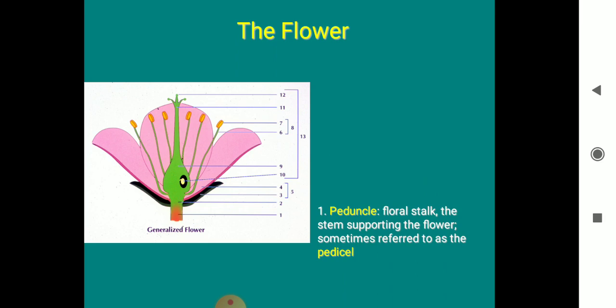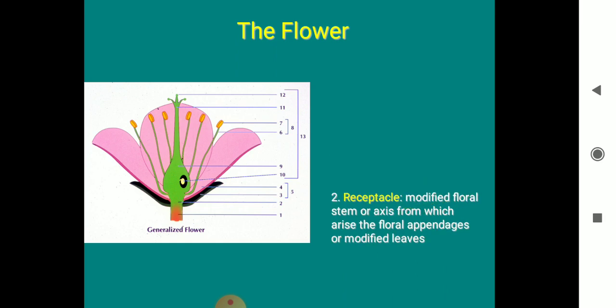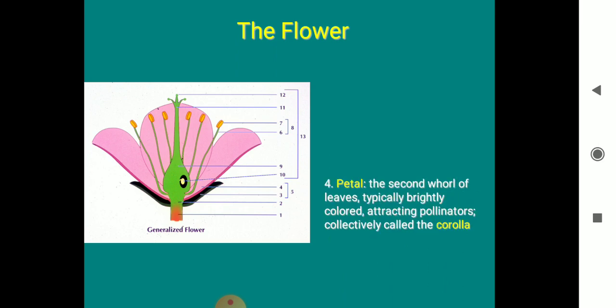With the stalk, the outermost whorl starts, that is, the calyx. The calyx is the outermost whorl. Usually the calyx is green in appearance, and the number of sepals may vary: 1, 2, 6 or 8, etc. The next whorl is the corolla, which is called the petals. It is the secondary whorl of leaves, typically brightly colored, and these are referred to as petals.